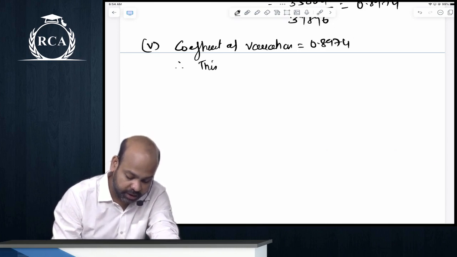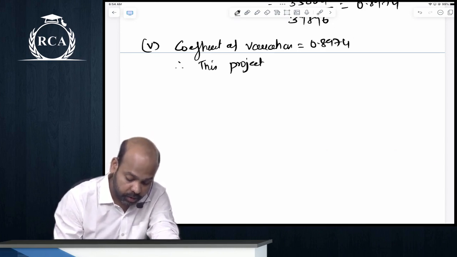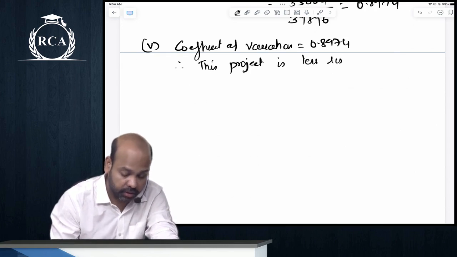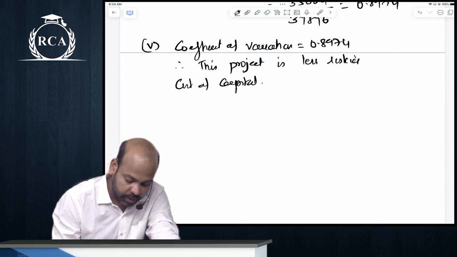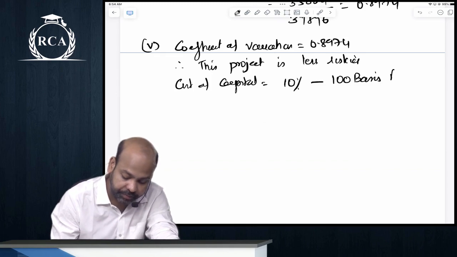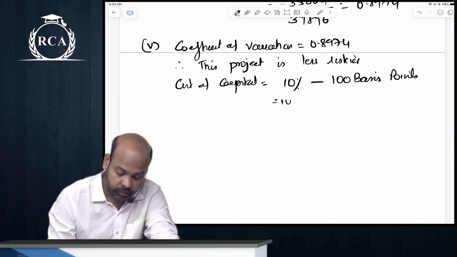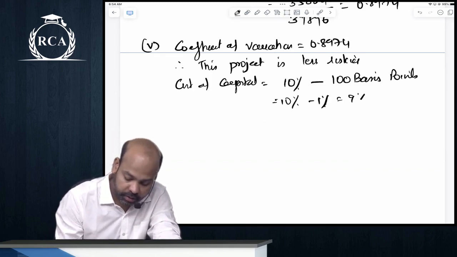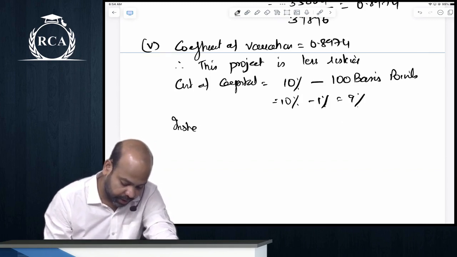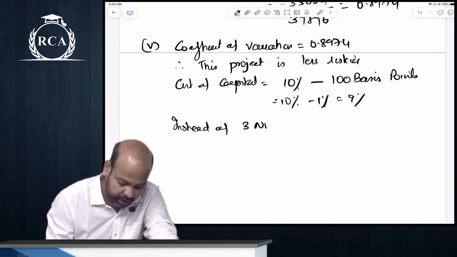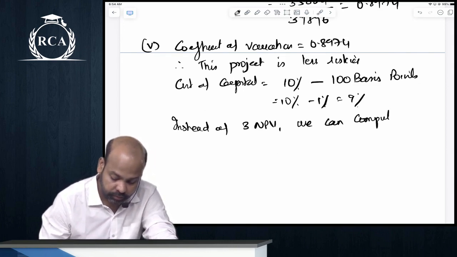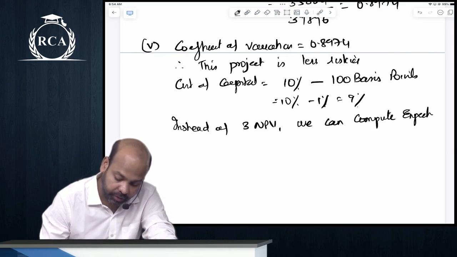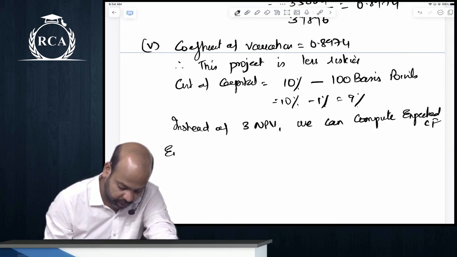Coefficient of variation, guys, is 0.8974. Therefore, this project is less risky. Cost of capital, what will it be now, beta? Cost of capital will be 10% minus 100 basis points, which is 1%. So that will be 9%. Instead of 3 NPVs, we can directly compute expected cash flow. What is expected cash flow, guys, every year?